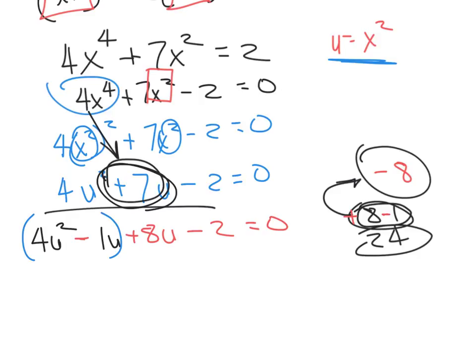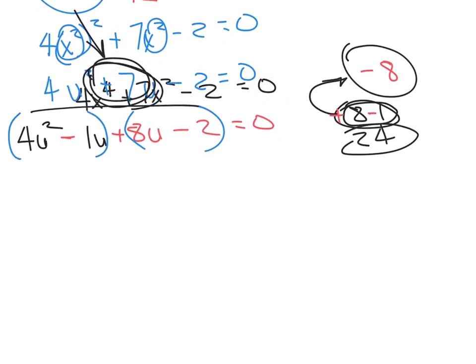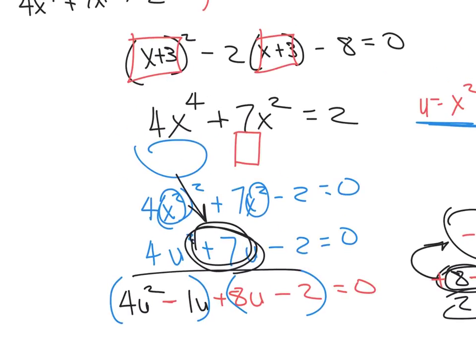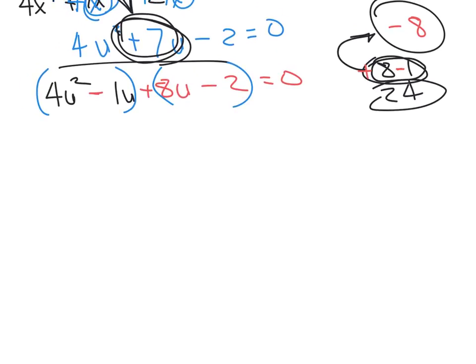Parentheses around the first two numbers. Parentheses around the second two numbers. Make sure you don't put the sign in the parentheses. And now let's see what we've got here. This is what makes it so tricky, isn't it? All this weird stuff going on.